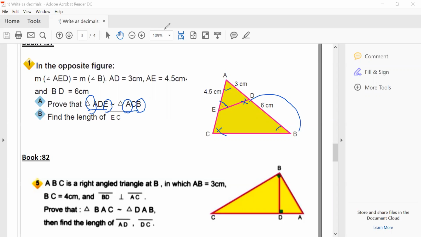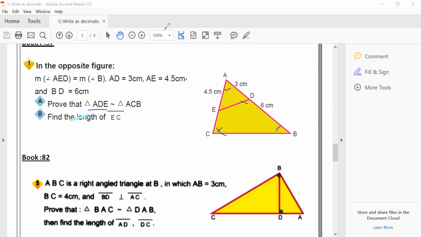So here, since measure angle AED equals measure angle B, this is the first one. Measure angle A is common, so this is number 2. Therefore, measure angle ADE will be equal to measure angle C. This is number 3. So from 1, 2, and 3, that triangle is similar to the other triangle.